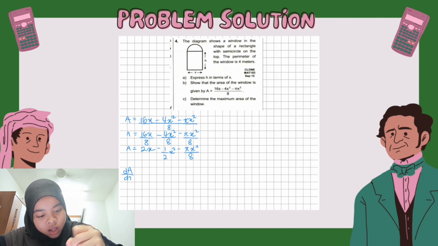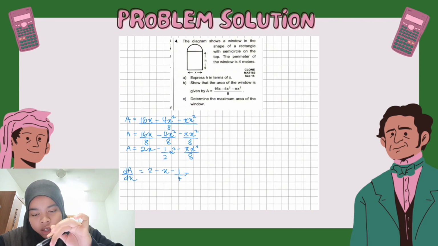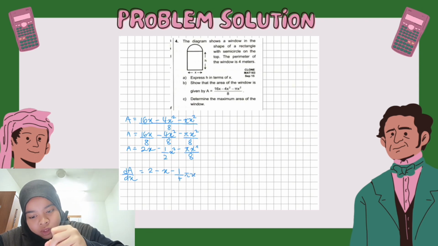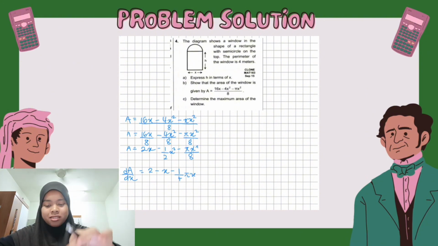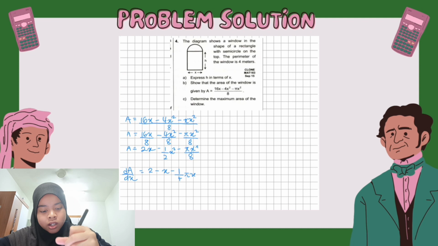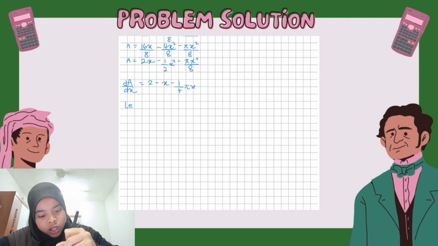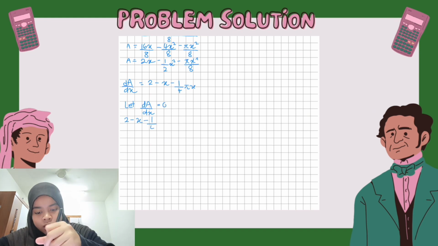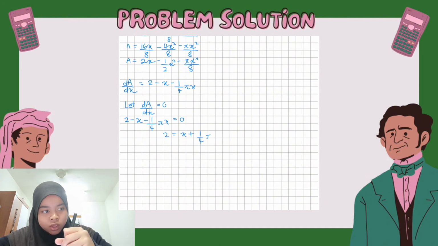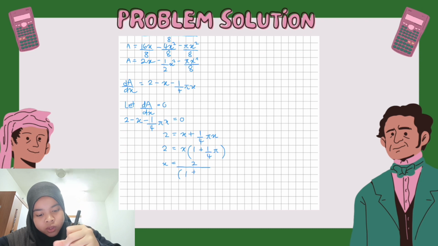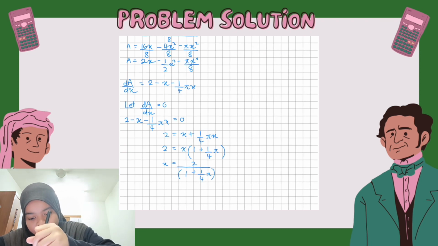It will be dA over dx. 2x is going to be 2, minus 1 over 2 x squared is going to be x, pi x squared over 8 is going to be 1 over 4 pi x. Then we let the derivative equal 0. 2 minus x minus 1 over 4 pi x equals 0. Then we solve it: x plus 1 over 4 pi x. Then we simplify, multiplying with 1 plus 1 over 4 pi. Then we let x be alone. It's going to be 2 over 1 plus 1 over 4 pi.